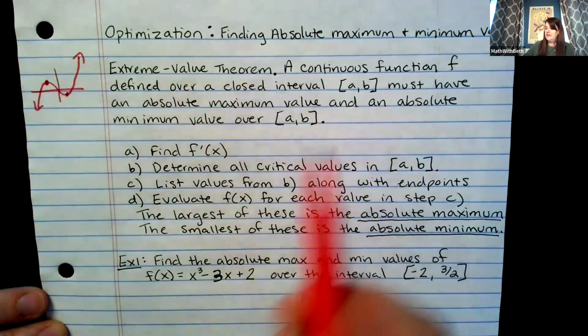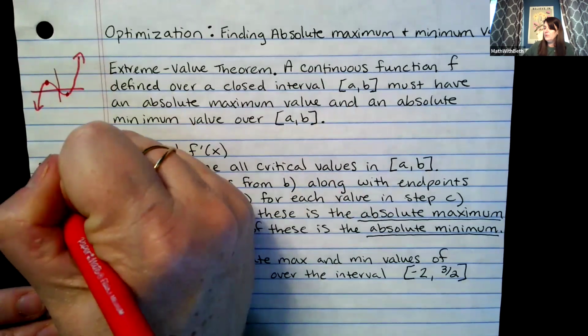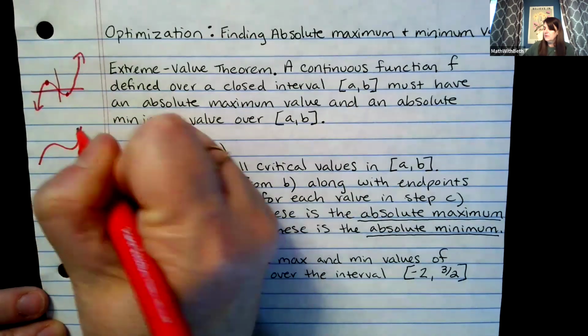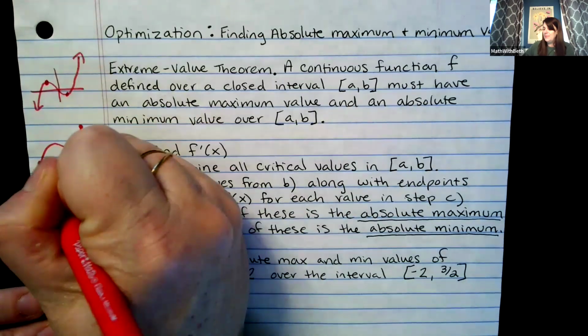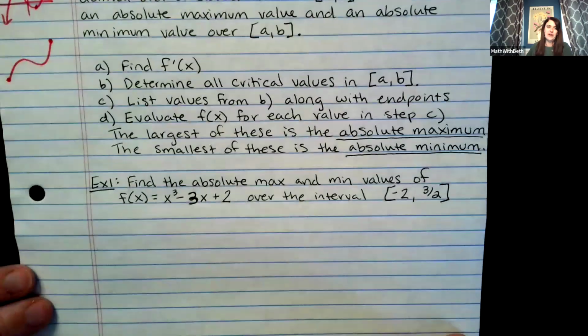So what this is saying is if you have a continuous function like this, but it's on a closed interval, so it does stop on each side, there will have to at some point be a point that's the very highest or a point that is the very lowest of the graph. That's it. So here's how you can find it.